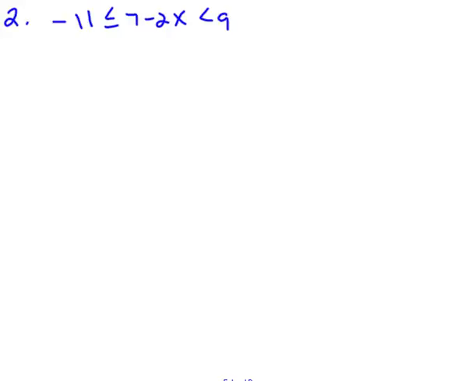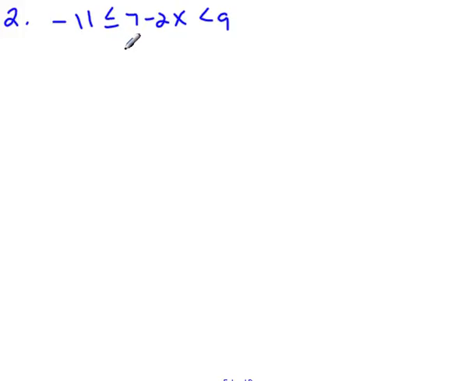Number 2 says solve the double inequality. And you notice that I have two inequality signs, and that's why it's called a double inequality. What you do with it, though, really doesn't change. You're trying to get the x in the middle alone, just like you would normally be getting an x on one side of your inequality sign.